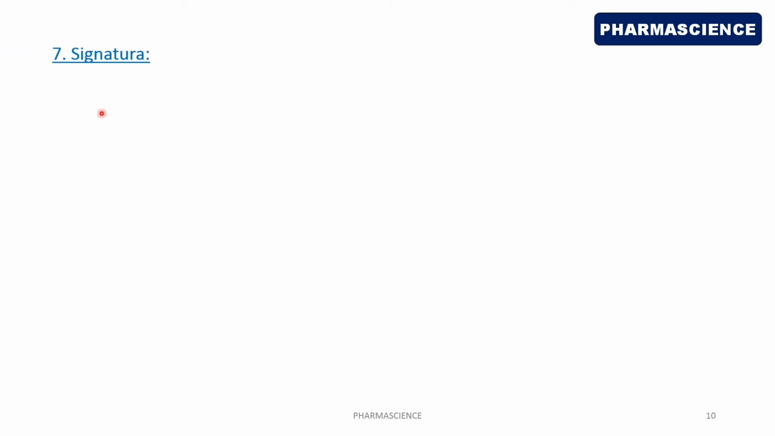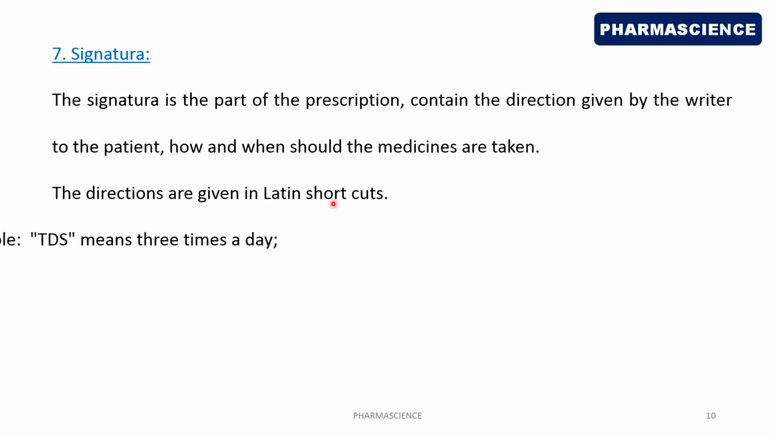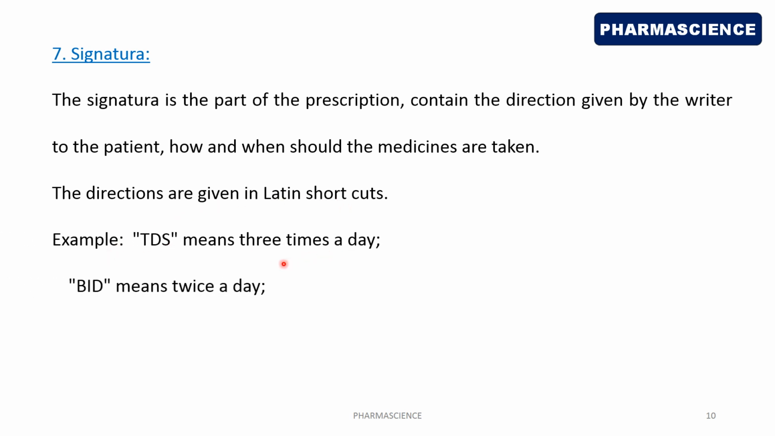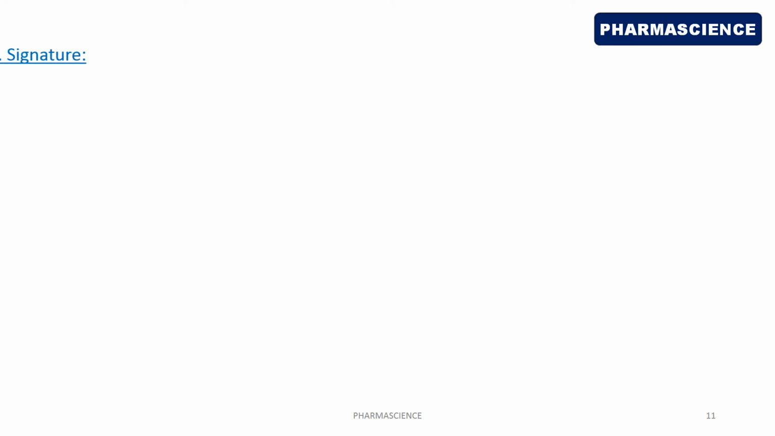Next part is signature. Signature is the part of the prescription containing the direction given by the writer to the patient on how and when the medicine should be taken. The directions are given in Latin shortcuts. For example, TDS means three times a day. BID means twice a day. AC means before a meal. This part of the prescription is signature.